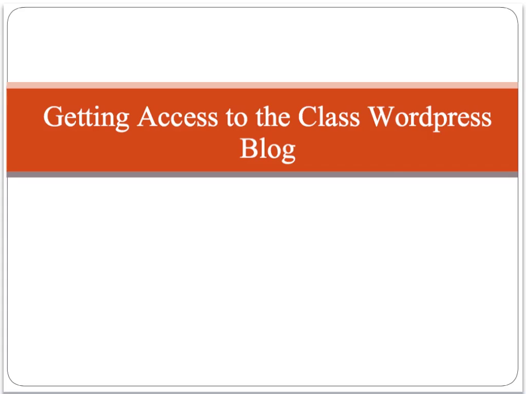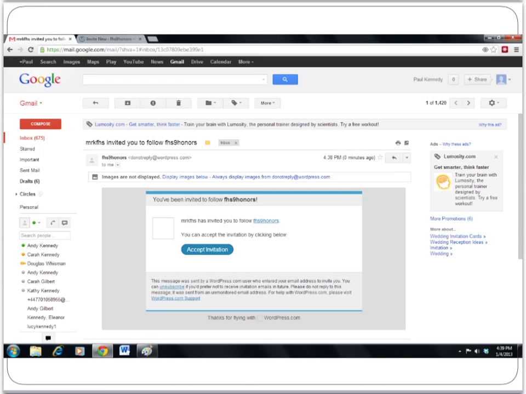It is a little complicated in terms of how to set it up, so I'm going to walk you through it in this presentation. If you successfully gave me your email address and I successfully entered it without misspelling anything, you should get an email that looks like this, with the subject, Mr. K FHS invited you to follow one of the blogs. There's a different blog for each class. You just need to open that email, and then press the button that says Accept Invitation. So far, this is pretty simple.